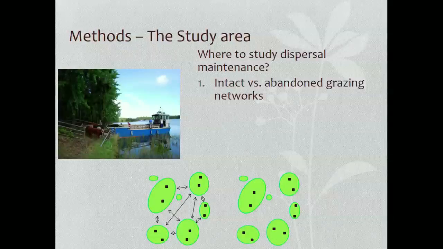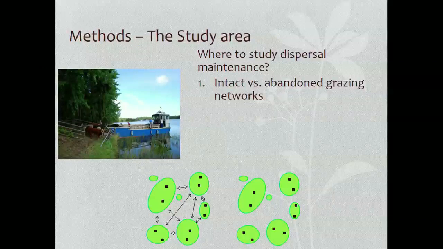But where did we have the opportunity to study this dispersal maintenance? Well, in the archipelago, it often meant that farmers had to physically move their cows between islands during the summer. So they had the home island where the farm was, and then during the summer, from early spring to late autumn, they moved the cows, or sheep, between islands. And that's been a common practice throughout the archipelago.